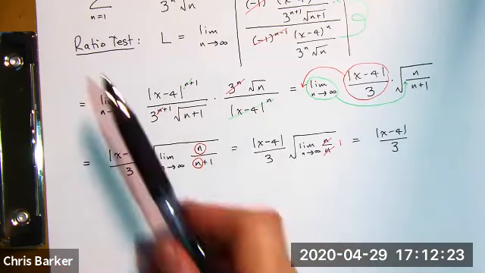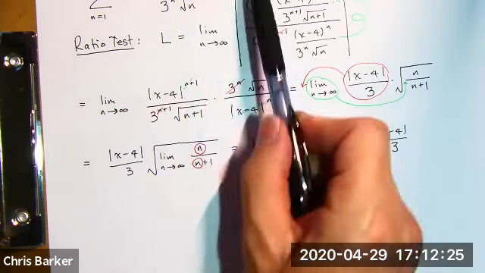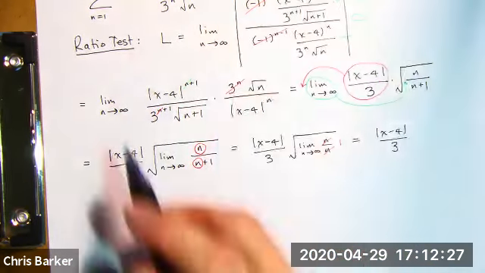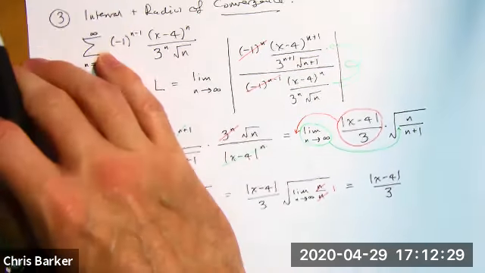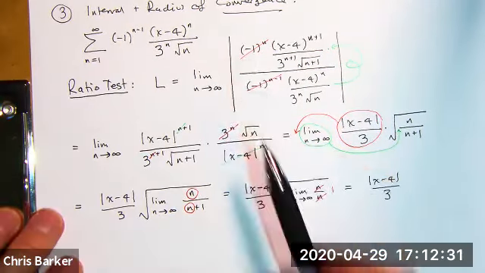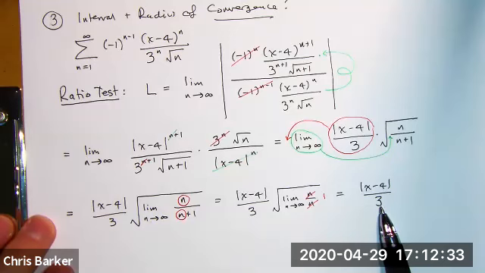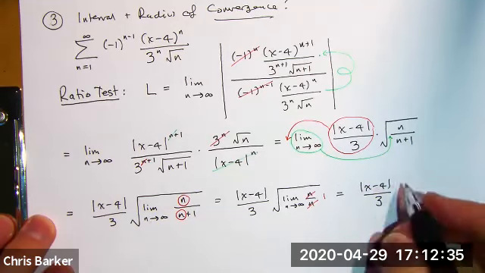Now, this is a ratio test. We're looking for the interval of convergence, right? What does this need to be to get convergence? Less than 1. Yes, it needs to be less than 1.